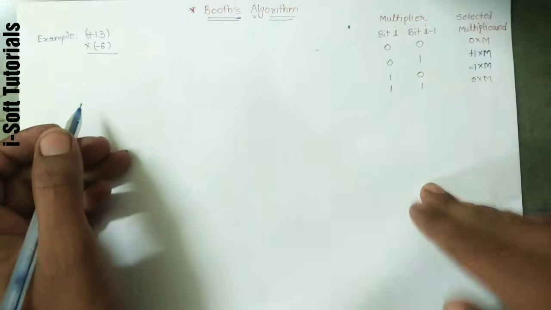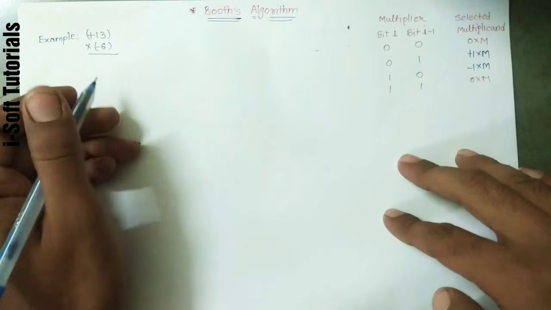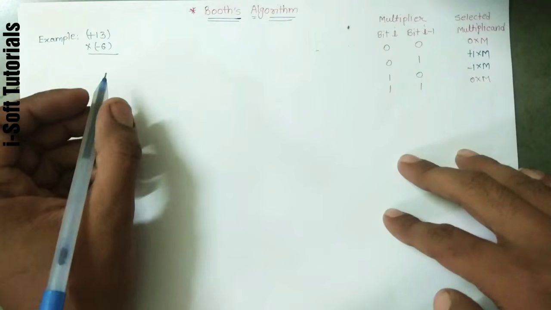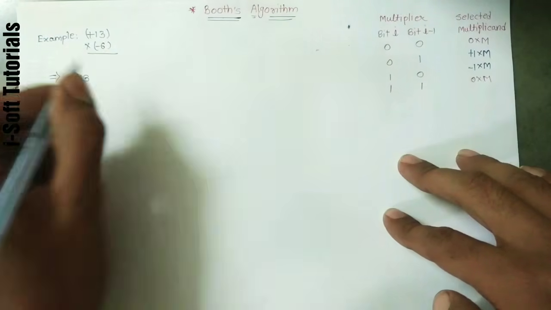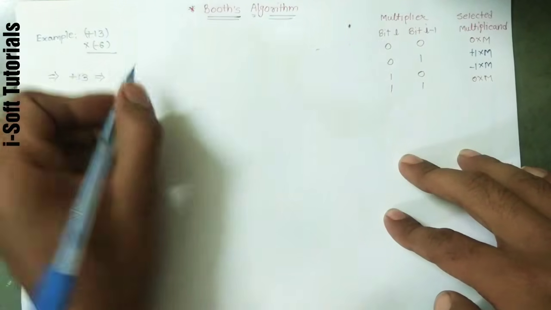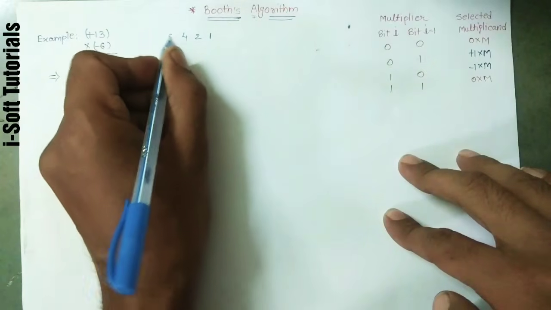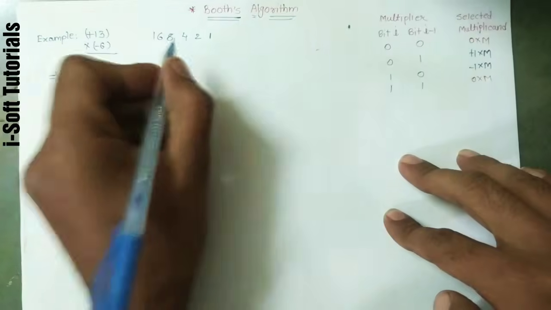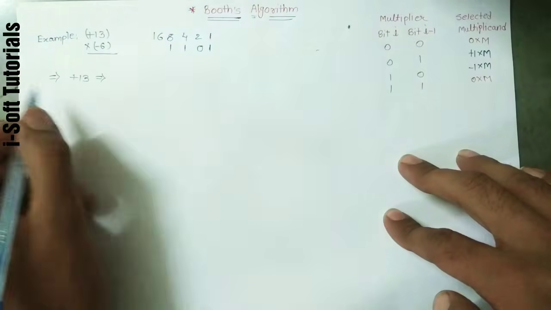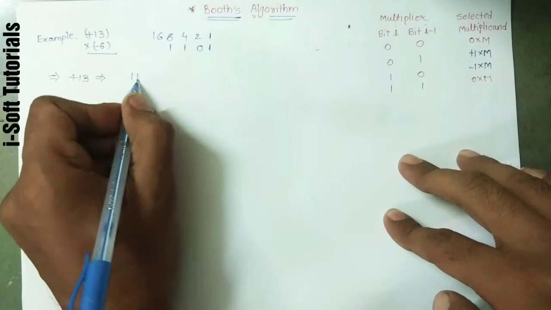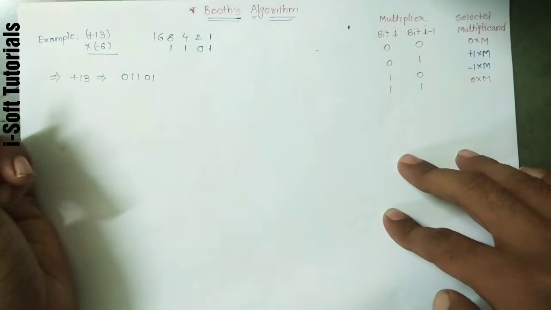So let us consider one example: plus 13 into minus 6. In this example we will discuss how to use Booth's algorithm. So let us first convert plus 13 into binary format. Binary weights are 1 2 4 8 16. So 8 plus 4 is 12, plus 1 is 13, and we will add an extra bit as sign bit. So it is 1 1 0 1, and the extra bit for sign bit, that is positive.